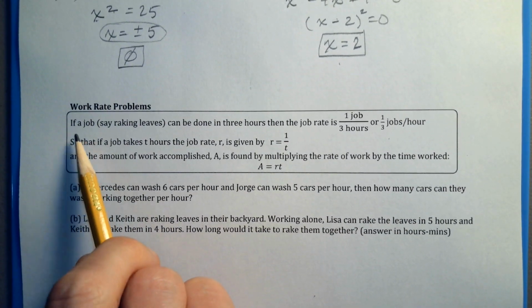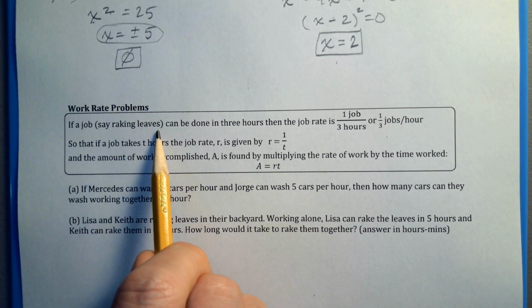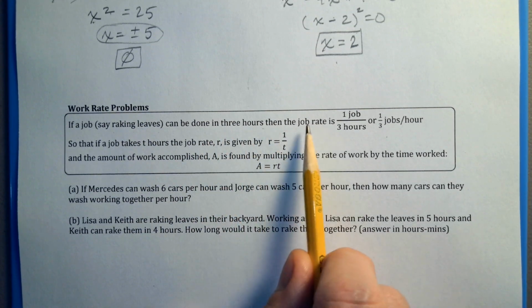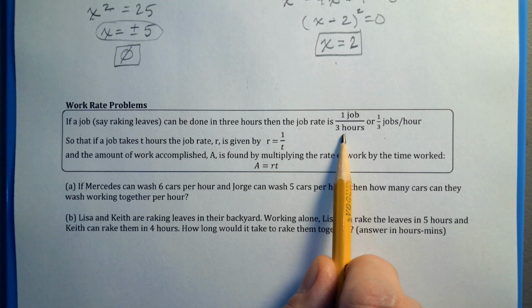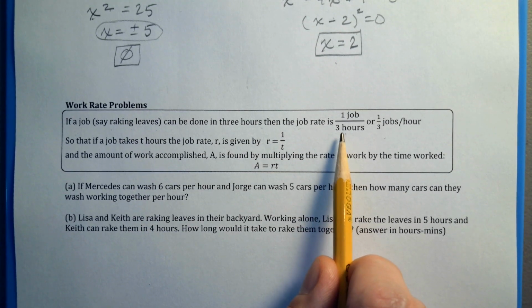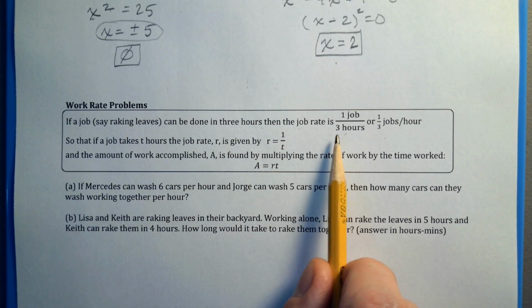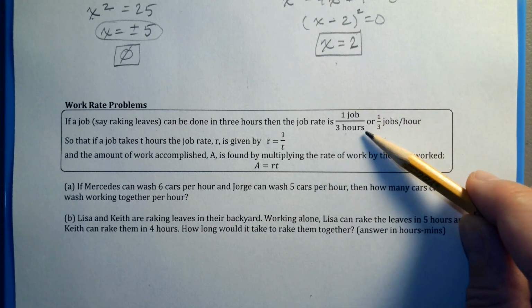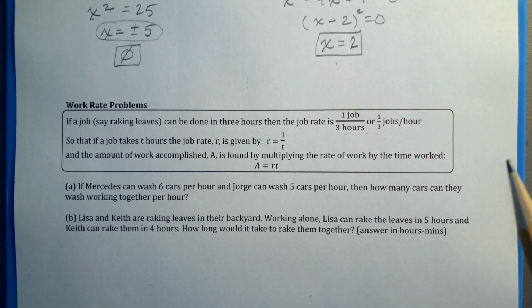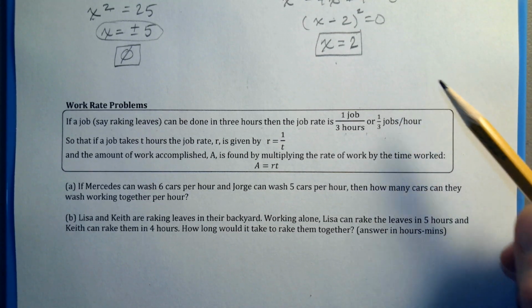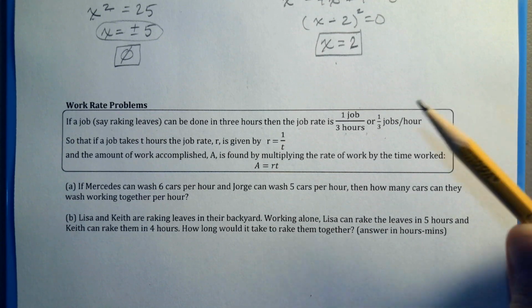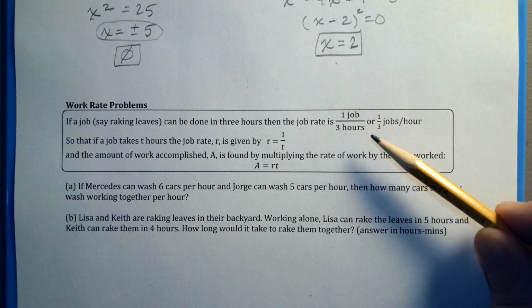Work rate problems. If a job, say raking leaves, can be done in 3 hours, then the rate is 1 job for every 3 hours. So you don't want to think about this job being 3 hours. You want to think of it as 1 job in 3 hours. We often won't say that. We'll say, oh yeah, it took me 3 hours to do this job. So we'll say hours per job, but we really want to say jobs per hour.